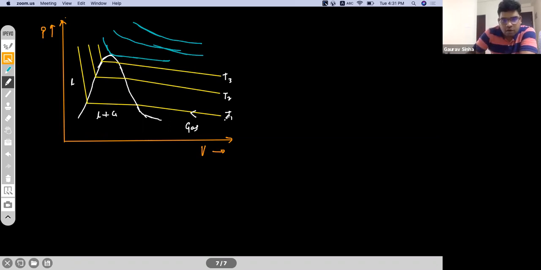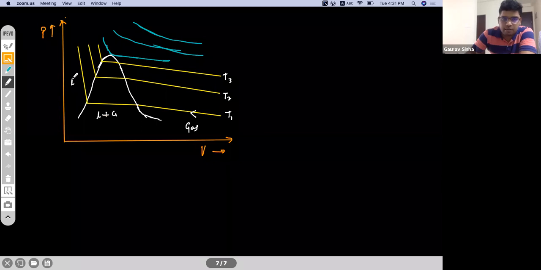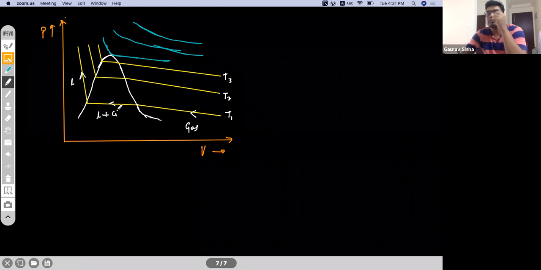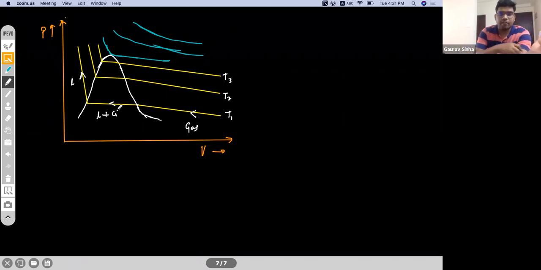So you keep on increasing the pressure. At this point, the first drop of liquid forms, and then here we have a gas plus liquid mixture. And at this point, all the gas converts into liquid, and we get a sharp curve here like this. And the same thing we have at different temperatures. At T1 we have this, at T2 we get the same kind of graph, and at T3 also we get the same kind of graph.